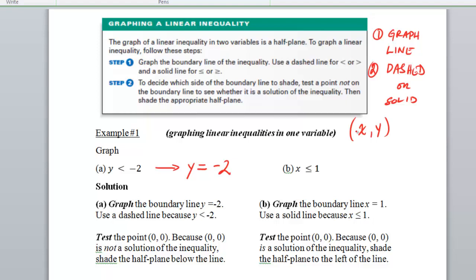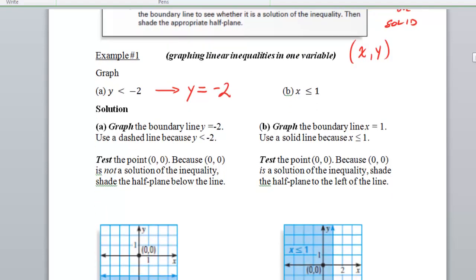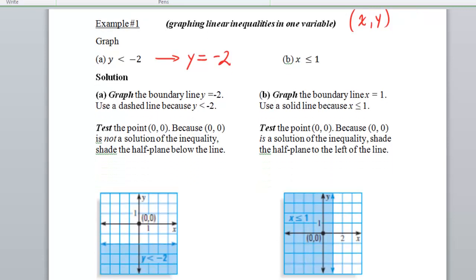Now, in order to represent that, I need to shade all of those points that are considered solutions to the graph, or solutions being true statements to the inequality. Well, the only way for me to determine which ones of those points, because there's infinitely many, are solutions, I need to test a point. And so our third step in this is going to actually be to do a test point to see where the solutions lie. And so you can see that the most popular test point to try is 0, 0.